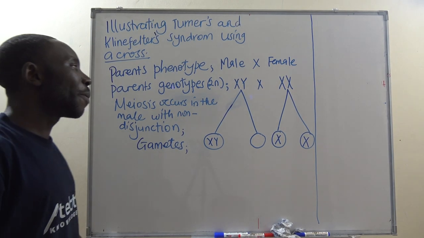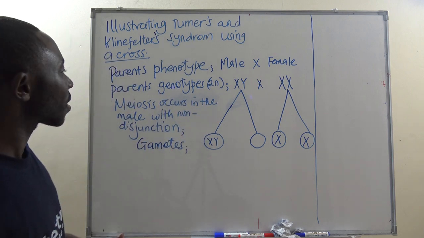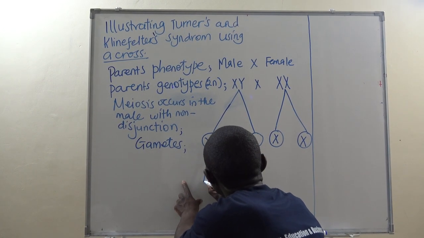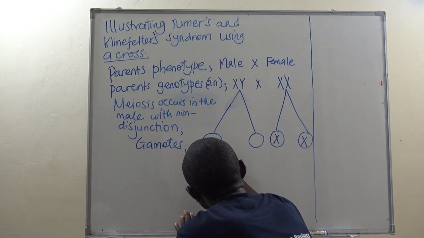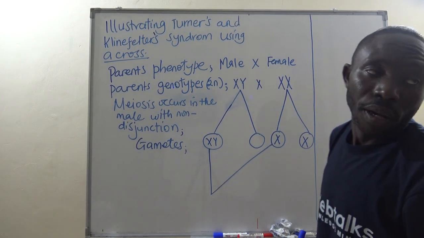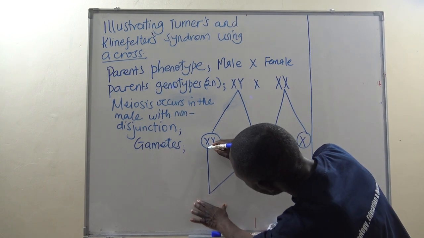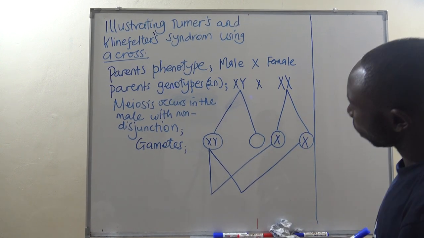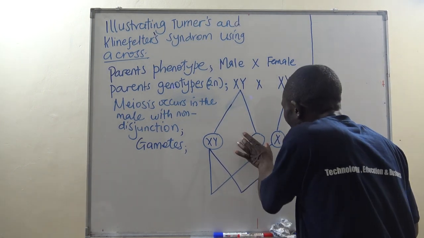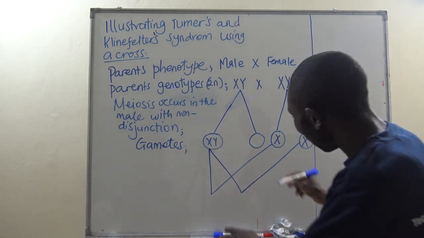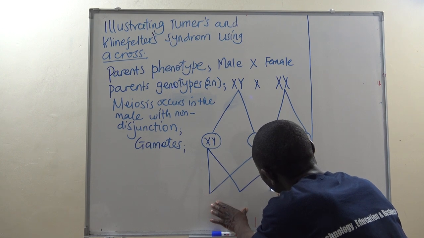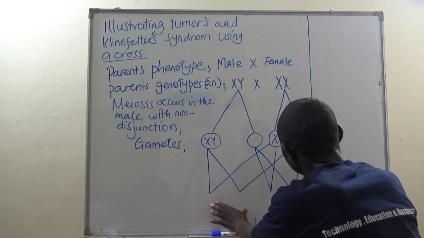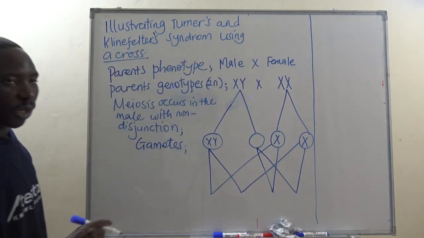So now, what happens at fertilization? We can show our cross lines and then see what will happen. I can have my cross line from this gamete, of course this one here I show on the board. Then also I will have another cross line coming to this gamete carrying the X chromosome. Then for this gamete which is empty, which has no chromosome, we shall also have another cross line going to this one here, and then another cross line coming to this gamete. I hope you are observing what is happening on the board.